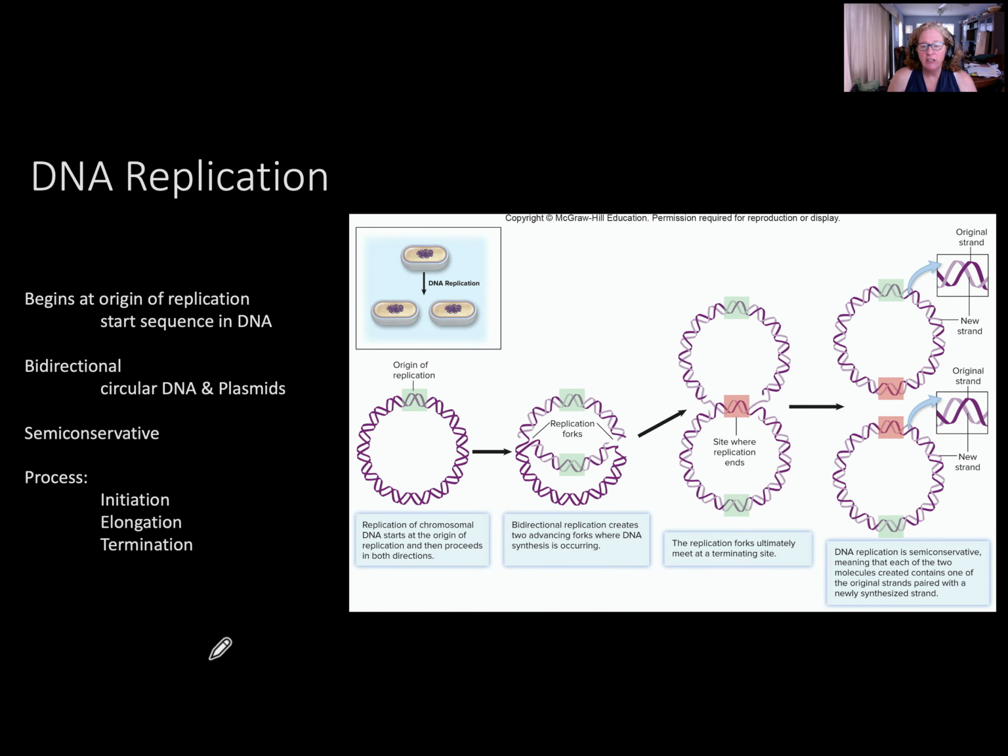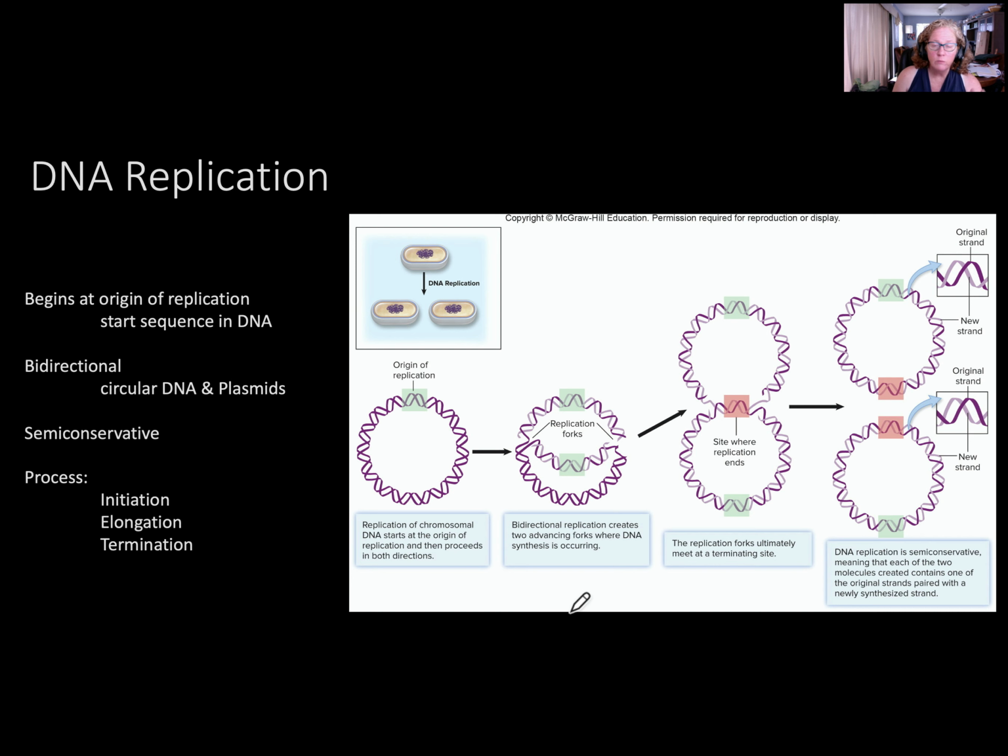So DNA replication. Let's start with our first primary function of DNA in the cell, and that is DNA replication. DNA replication will begin at a start sequence. We're going to look at a plasmid. Plasmids in bacteria are very small circular pieces of DNA in addition to their chromosome. However, this process that we're looking at applies to the chromosome as well.